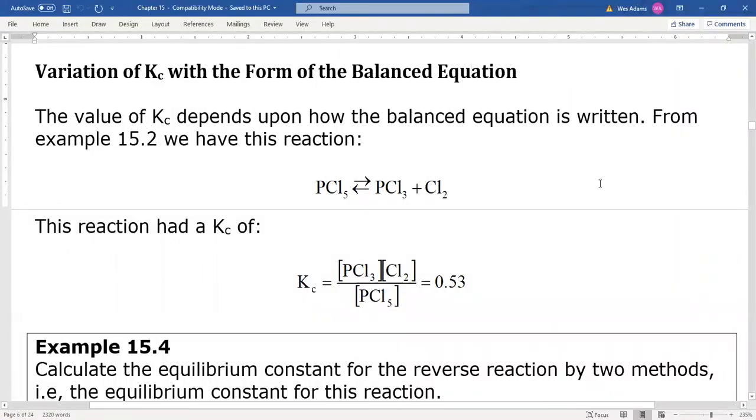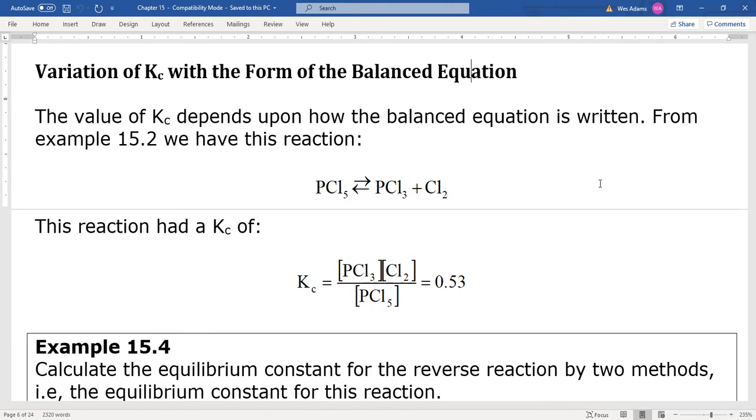Okay, let's talk about variations of the equilibrium constant with the form of the balanced equation. So let's look at the reaction we looked at in the previous video. From example 15.2, we had the equation PCl5 in equilibrium with PCl3 and Cl2. So we said that the Kc was equal to the concentration of PCl3, Cl2 over the concentration of PCl5. And we determined that equilibrium constant to be equal to 0.53.